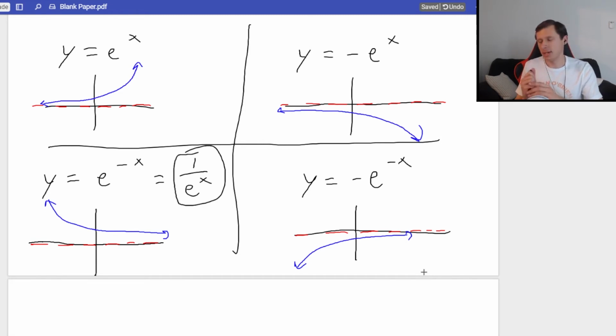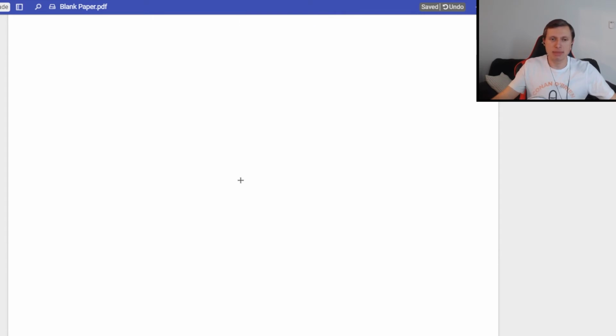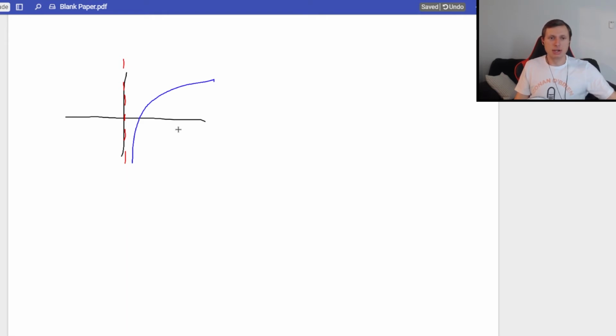Okay, and now the last one I want to look at is same thing but with natural log. This time I'm actually going to ask it slightly differently. I'm going to give you the graph and you're going to tell me what the function is. So this time I'm going to give you a vertical asymptote and the function looks like this. Actually, I'm going to tell you this is the parent function. This is y equals natural log of x.